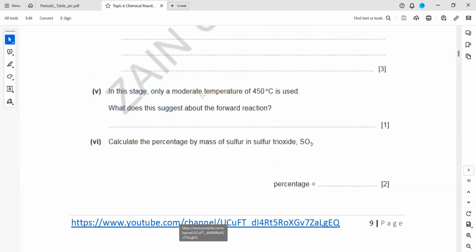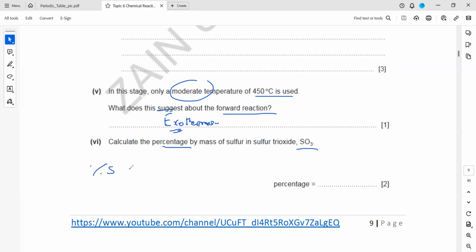In this stage, a moderate temperature of 450 is used. What does this suggest about the forward reaction? So why did we not use a very high temperature like 1000 or 1500 or 1300? This shows that the forward reaction is exothermic. We use a moderate temperature. Why not a very high temperature? Because the forward reaction is exothermic, and if we increase the temperature very high, it will reduce the amount of sulfur trioxide.